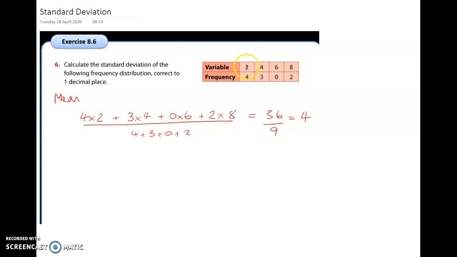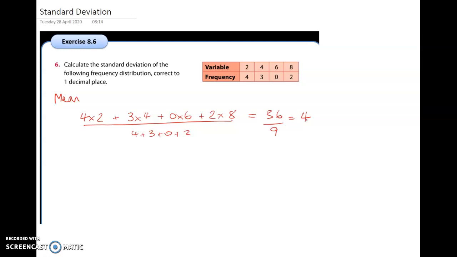The numbers 2, 2, 2, 2, 4, 4, 4, 8, 8. That list of numbers is written as a frequency table, and if you want to work out the mean, you add them all up, we get 36. Divide by how many numbers there are, 9, and we get the answer 4. So we're going to use that value of 4 to work out our standard deviation.